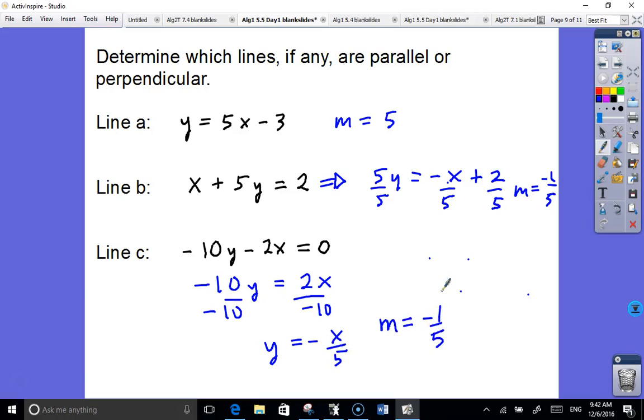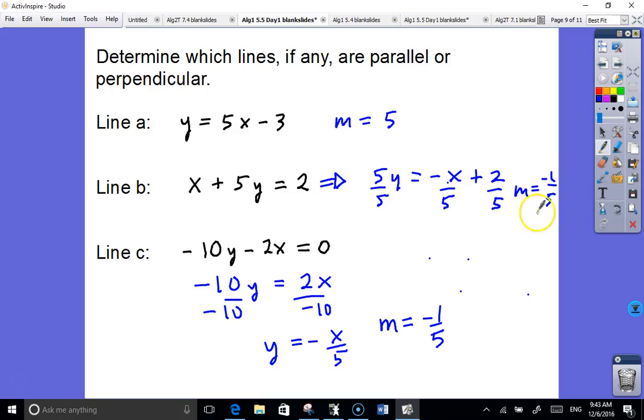Which of these lines are either parallel or perpendicular? How about, okay, so A and B are perpendicular. What else? Actually, you could look at A is 5 and then B is -1/5, but C is -1/5 too. So A and B and A and C are perpendicular to each other. They cross at right angles.